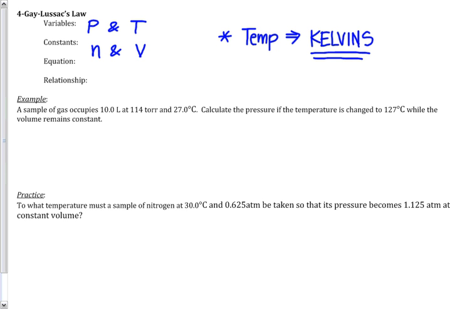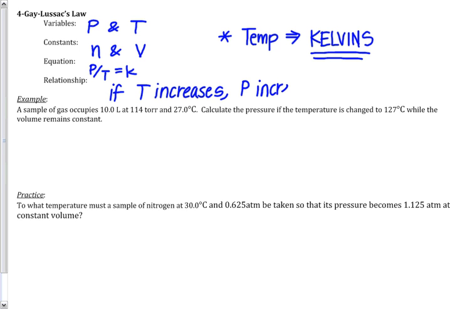Now, you can write an equation for these, which involves P divided by T equaling some constant K. And if you look at that, that's much like what we had for Charles' law. Gay-Lussac's law, like Charles' law, is a direct relationship. That means if T goes up or increases, then the pressure will go up as well.